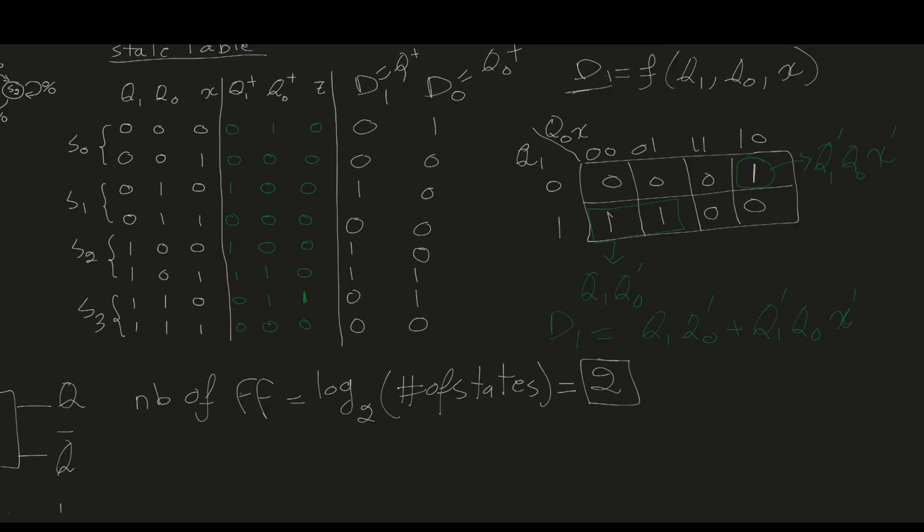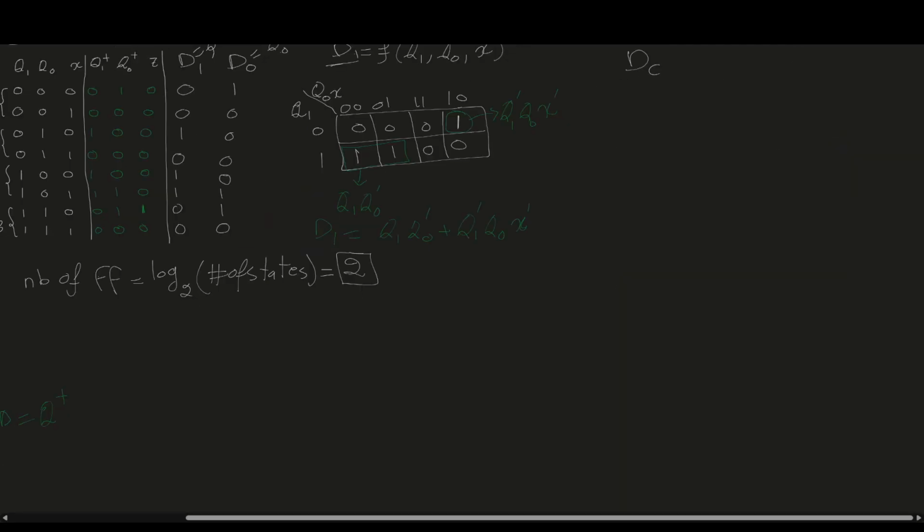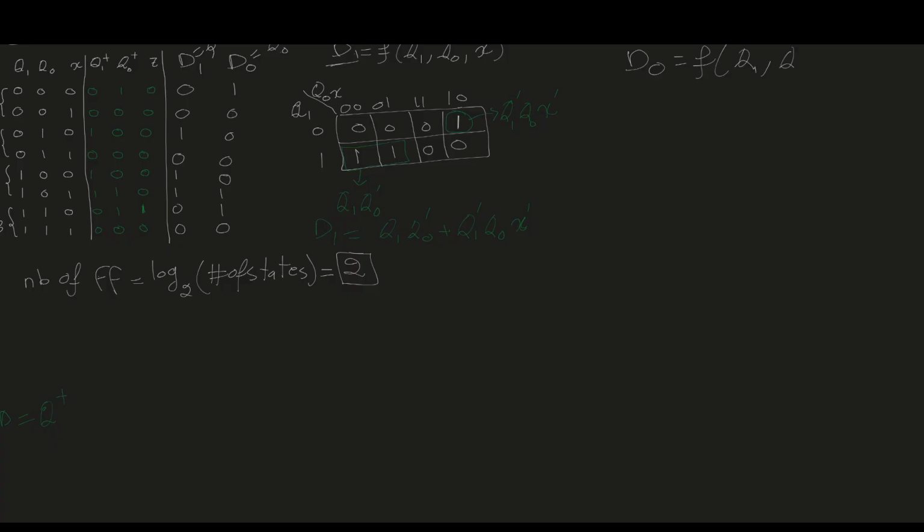Next, let's do the same for D0. For D0, we also need to write it as a function of Q1, Q0, and X. So on this side, we'll have Q1, Q0, and X. So we have 0, 1, 0, 0, 0, 1, 1, 1, and 1, 0. Let's look at when D0 is 1. So we have 1 in this location.